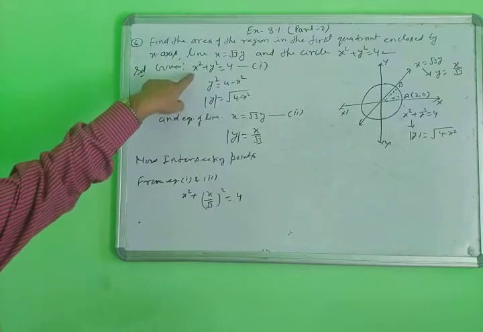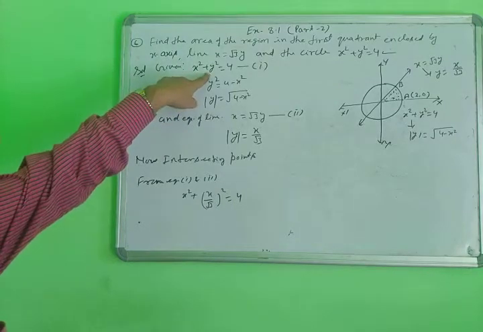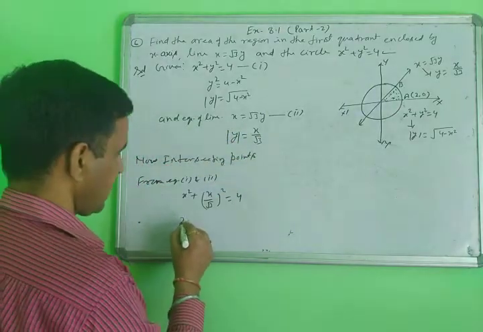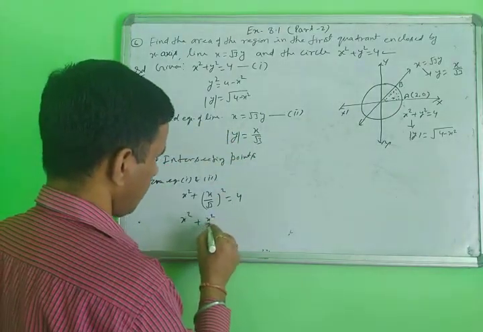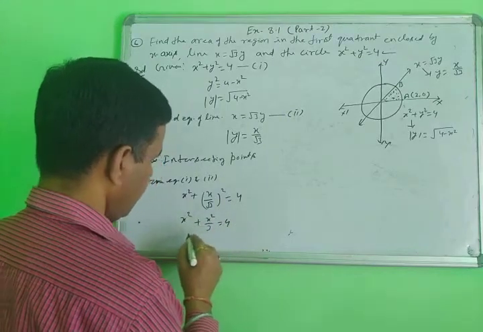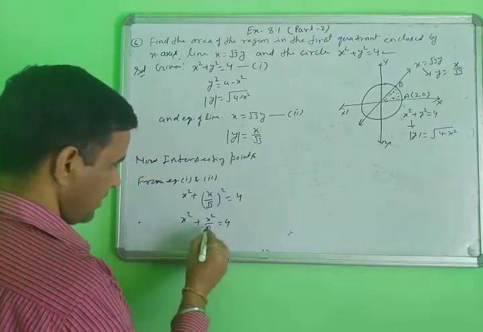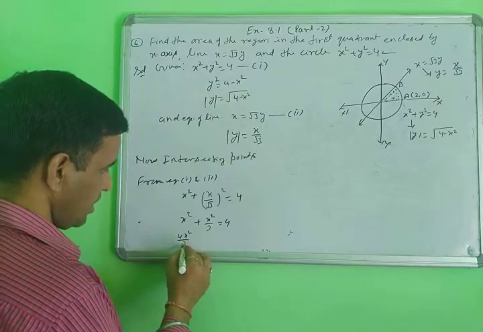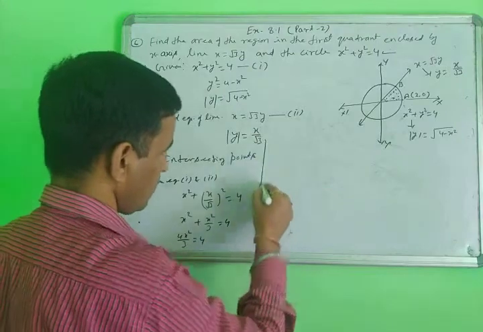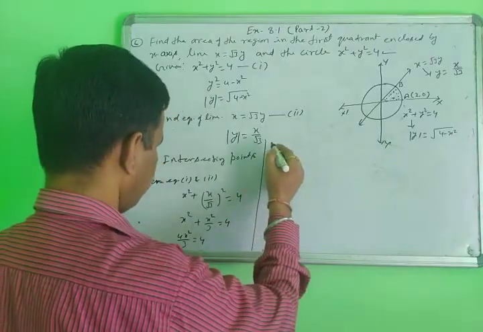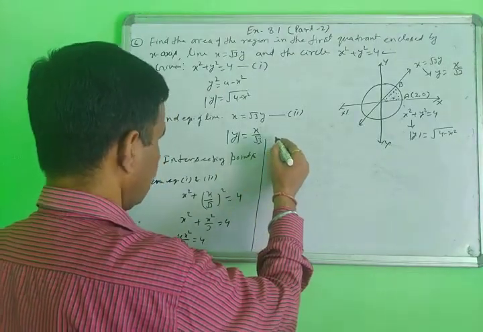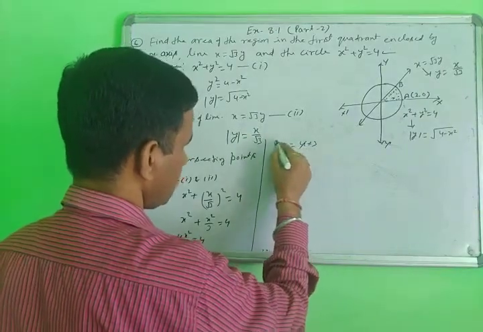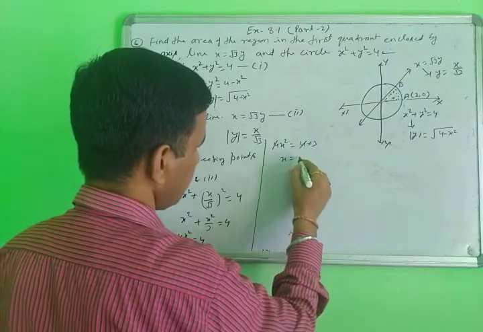What is the value of x square? x square plus y square, and y equal to x upon root 3 here. Then you get x square plus x square upon 3 equal to 4. Then x square, you calculate: 4x square upon 3 equal to 4. What value do you get here? 4x square equal to 4 into 3. This 4 will be cancelled.